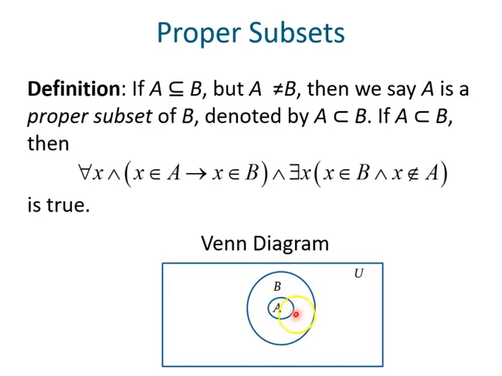In Venn diagrams, this ellipse represents the set A, and it is contained in the set B, represented by this circle, and both are contained in the universal rectangle. The circle is bigger than the ellipse, so A is a proper subset of B.